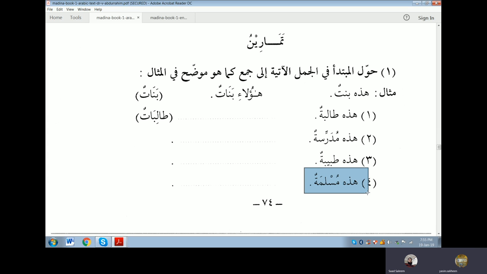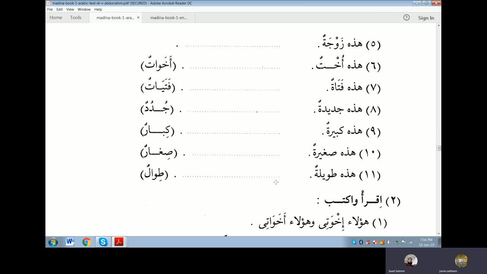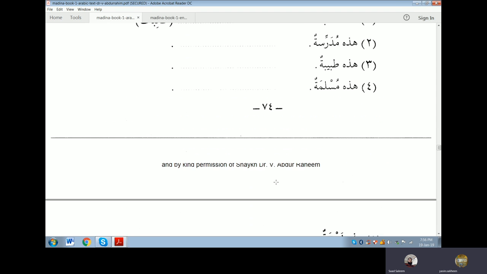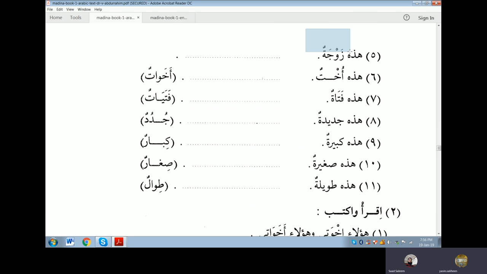Hadhihi muslimatun, hawla'i muslimat. Is that muslimatun or muslimitun? Muslimatun, there's a kasra on the lam. Okay. Hadhihi zawjatun. Zawjatun. And then it changed to hawla'i zawjatun.